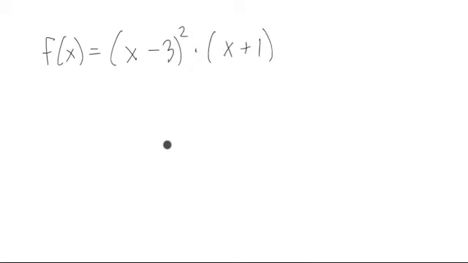Now, understanding what end behavior is, let's look at how to graph a polynomial that's factored. Suppose that we have something like this. F of x is equal to (x minus 3) squared times (x plus 1).